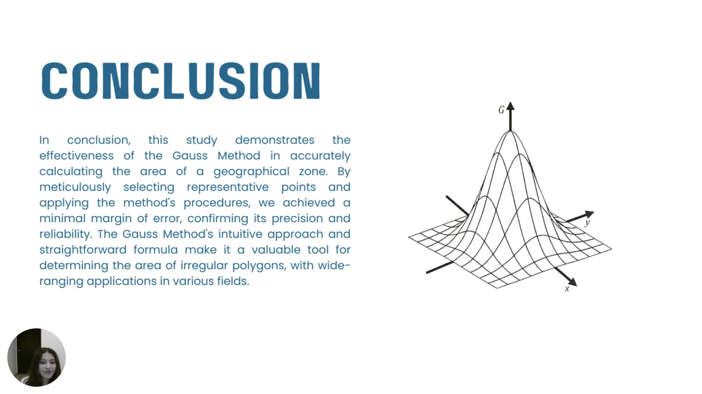Well, concluding with this video, this study demonstrates the effectiveness of the Gauss method in accurately calculating the area of a geographical zone. By meticulously selecting representative points and applying the method's procedures, we achieved a minimal margin of error, confirming its precision and reliability. The Gauss method's intuitive approach and straightforward formula make it a valuable tool for determining the area of irregular polygons, with wide-ranging applications in various fields.